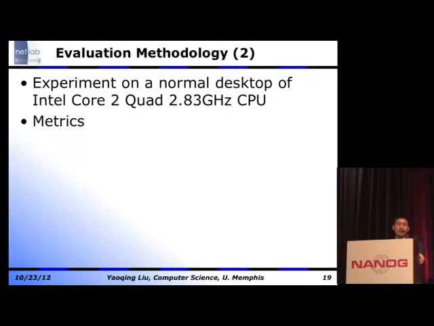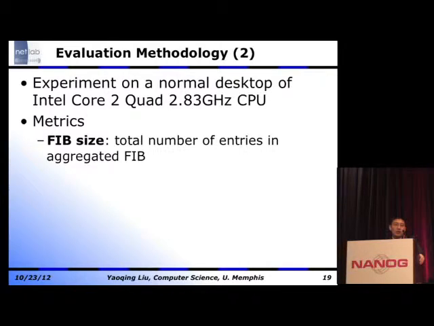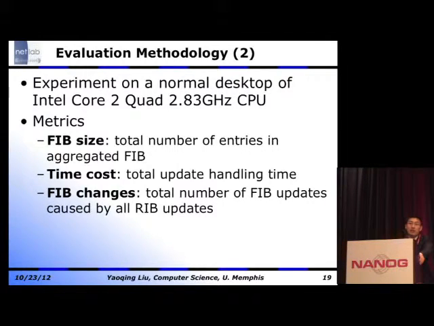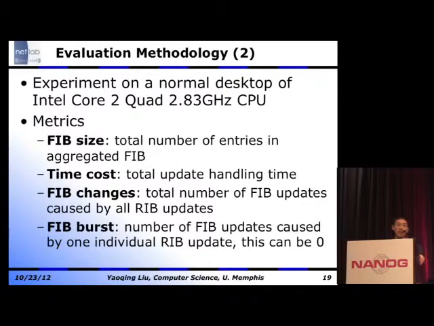We use four metrics to do the evaluation. The most important and straightforward one is the FIB size, the total number of entries in the aggregate FIB. The second one is the time cost, the total update handling time. And the third one is the total number of FIB changes. As I mentioned before, one RIB update may cause multiple FIB changes, so we need the total number of FIB changes. And also FIB burst. So we want to get a distribution of, for example, how many FIB changes one RIB update causes. This value can be zero, since some FIB updates may be duplicate or covered. So how many are 1 to 0, how many are 1 to 1, how many are 1 to 10, something like that. So I'll go through them one by one.